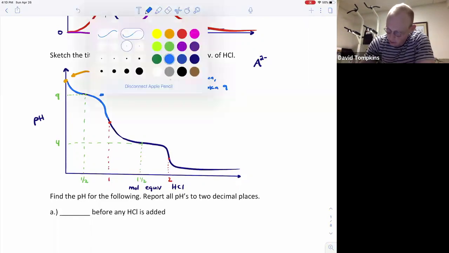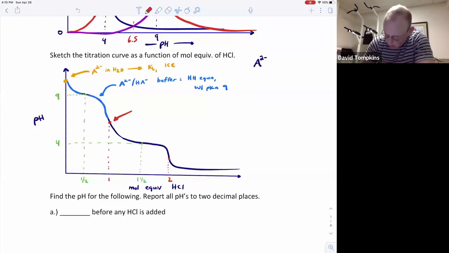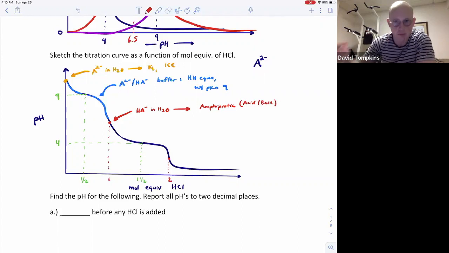At this equivalence point, the major species is now HA minus because we've titrated 100% of the A2 minus molecules to form the monoprotic acid. So it's basically by itself in water. And that's going to be an amphiprotic problem because it's both an acid and a base. We'll review that problem down the road.